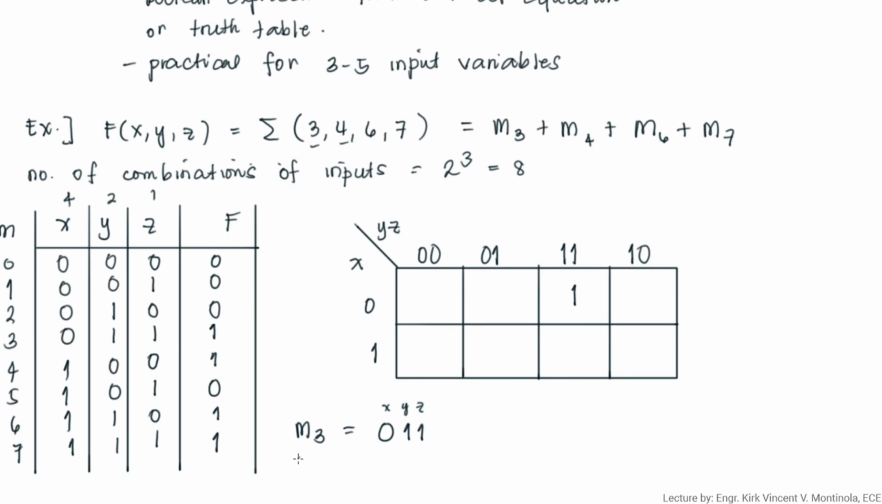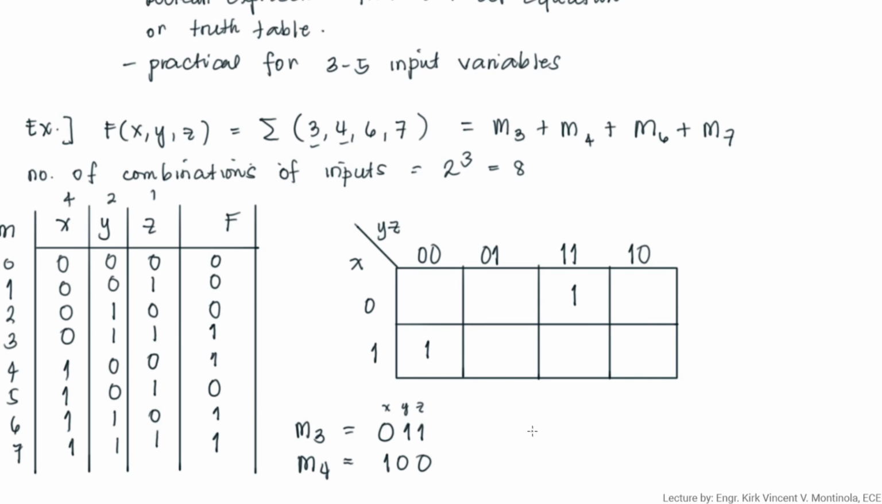Then we write for M4. Okay, we know that M4 is here. That is 1, 0, 0. So X equals to 1. Then this is X equals to 1. And then YZ should be 0. So this is YZ equals to 0. So I'll be putting this one as 1.